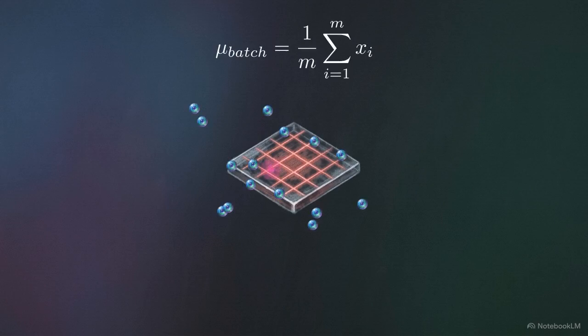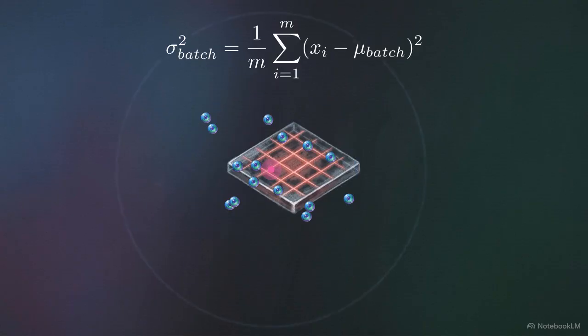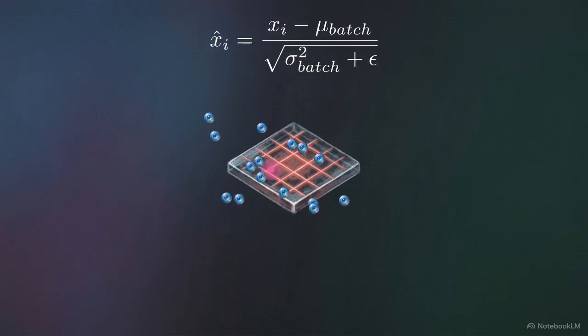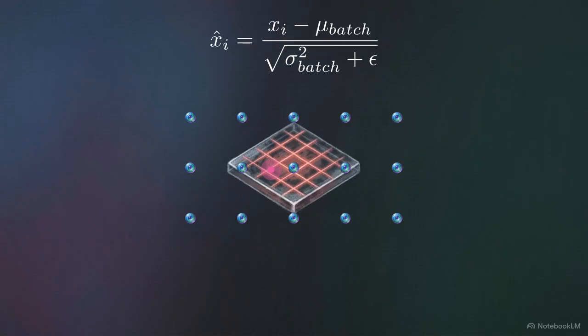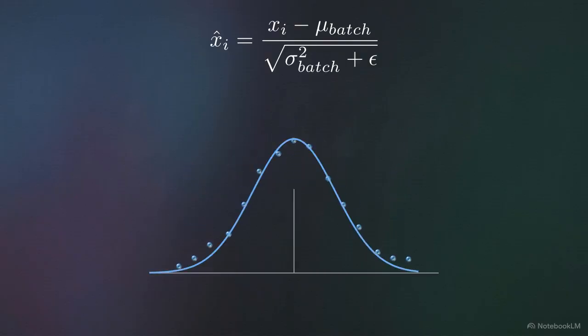First, it calculates the batch mean. This formula establishes the exact mathematical center of that specific feature's distribution across the current batch. Next, it calculates the batch variance, measuring the exact spread or deviation of the data points branching outward from that central mean. With those two statistics, the algorithm executes the final normalization equation. It subtracts the batch mean and divides by the standard deviation, adding a tiny constant called epsilon for numerical stability.